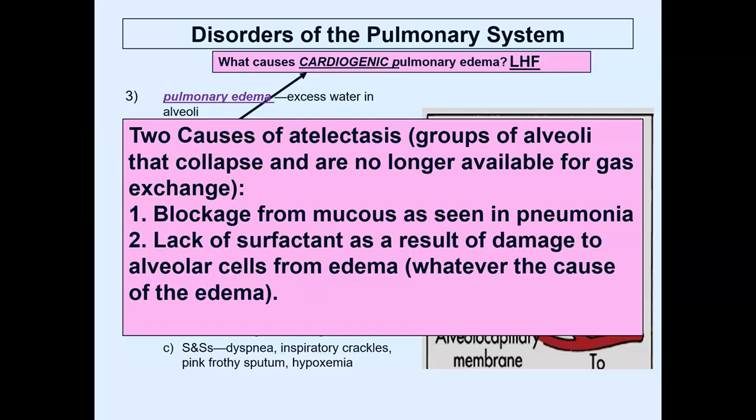But again, in summary, as far as pulmonary edema or atelectasis causes, we know that atelectasis, which is when groups of alveoli collapse and they're no longer available for gas exchange, can occur from a blockage from mucus, as seen in pneumonia, or lack of surfactant as a result of damage to alveolar cells from edema, whether it's cardiogenic or non-cardiogenic. So again, it is often the story that differentiates between the cause, and you're not expected as a nurse to identify the cause.